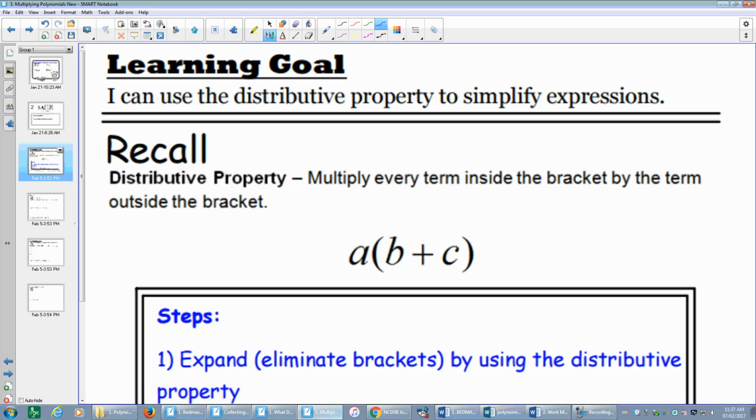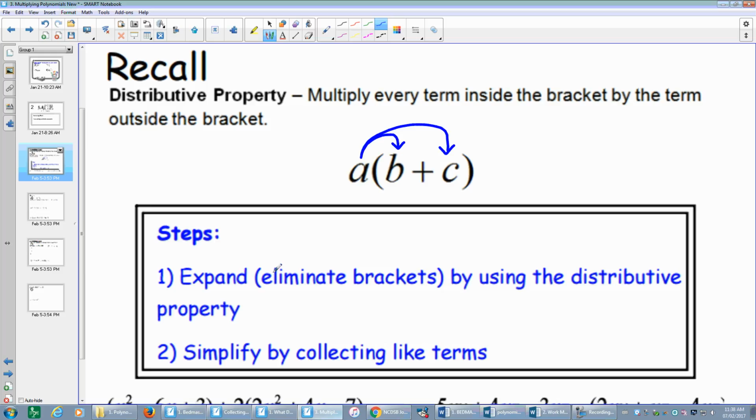Just as a reminder, whenever we have brackets, remember that that operation means multiplication. So I'm going to take this A and multiply it by B, and then I'm going to take this A and multiply that by C, and then we'll get the answers for that.